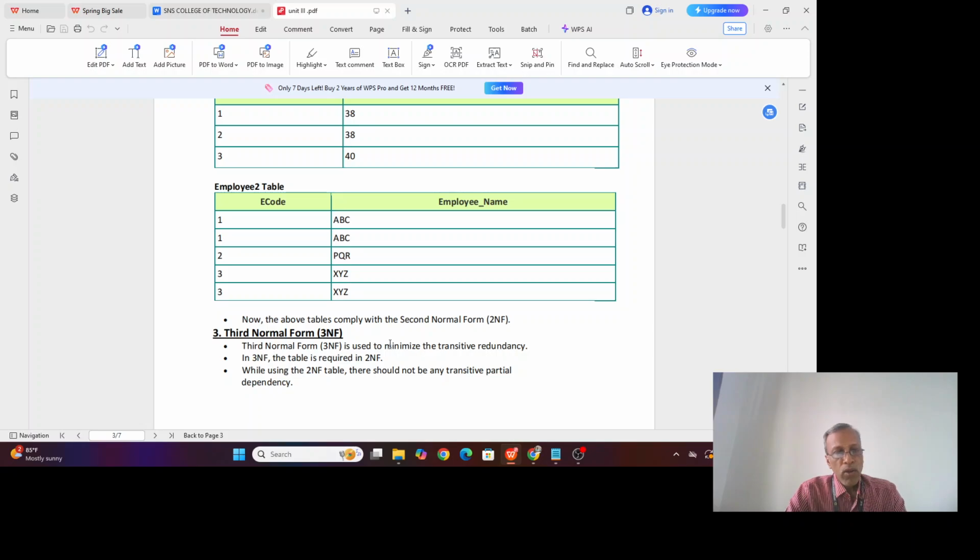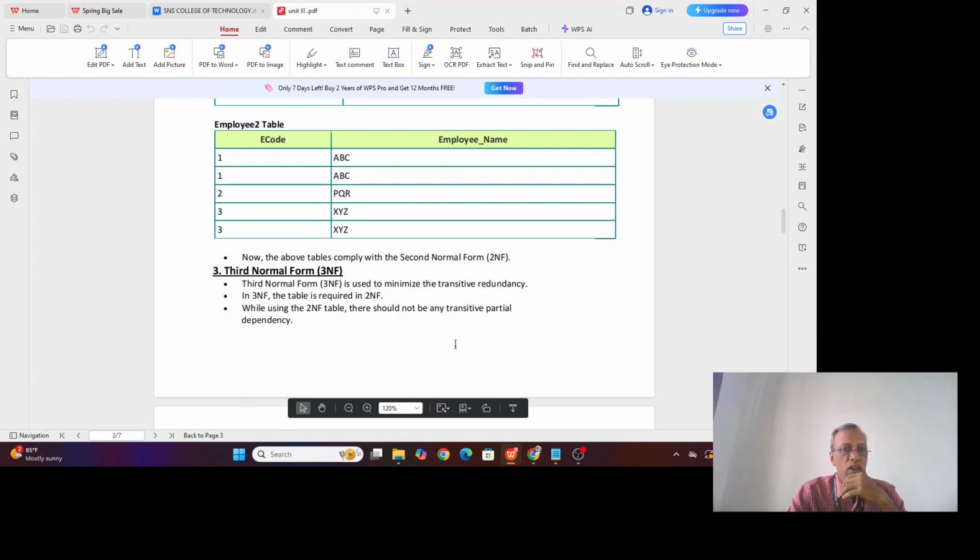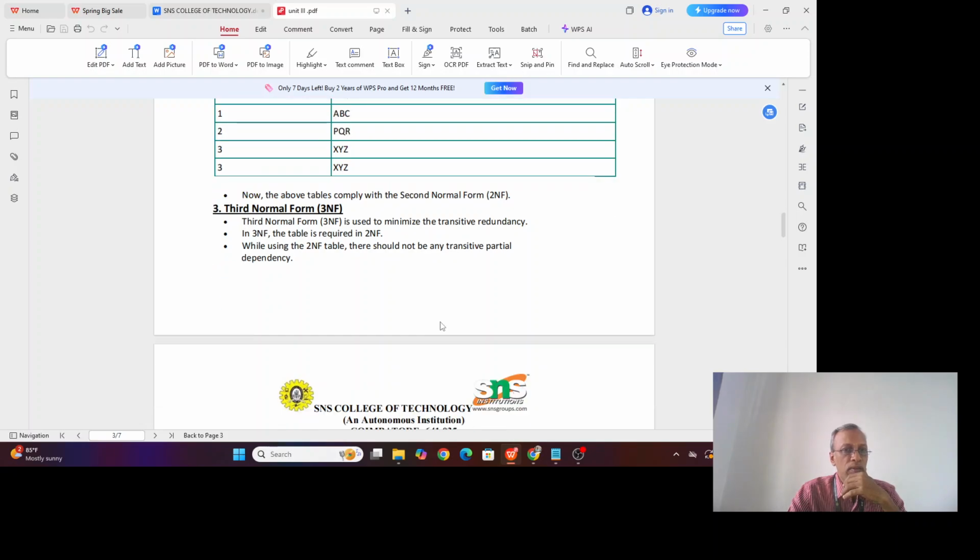Okay, when we go for the third normal form, 3NF is used to minimize the transitive redundancy. In 3NF, the table is recorded in 2NF. So normally the table should be in 2NF form. While using the 2NF table, there should not be any transitive partial dependency. First, we have to understand what transitive partial dependency is, then only it is possible to understand the third normal form.